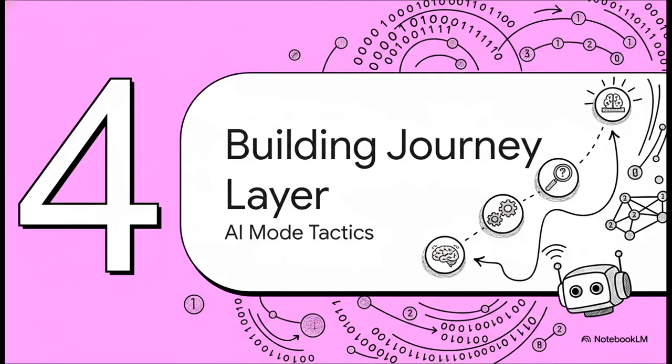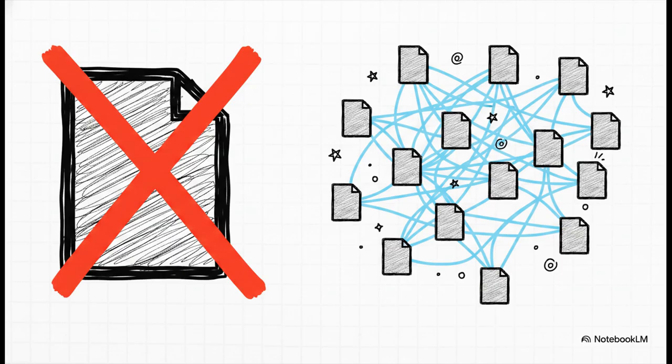Now for section 4, building the journey layer. Let's look at some AI mode tactics. When we shift over to AI mode, your goal isn't just to have one perfect standalone page anymore. It's to be the ultimate, sprawling map for an entire topic. Because AI mode acts like a winding conversation where the user constantly branches off into new considerations, a single page just won't cut it.